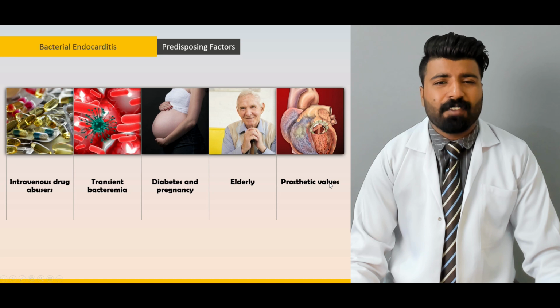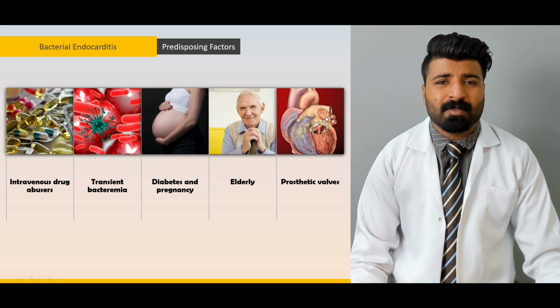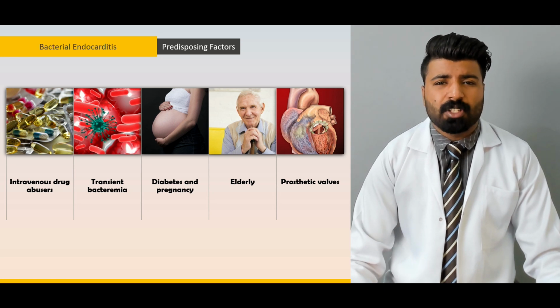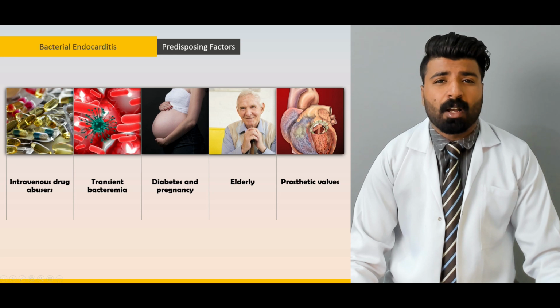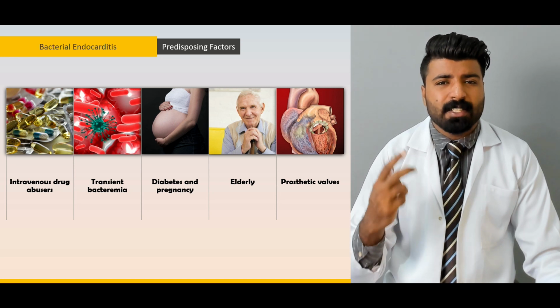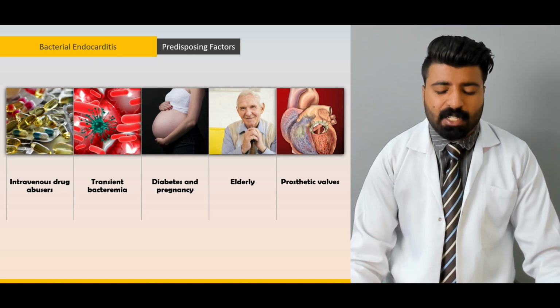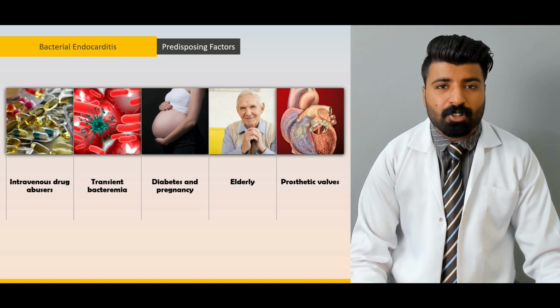Next on, we have prosthetic valves. When prosthetic valves are applied, there's more chance of developing bacterial endocarditis because these prosthetic valves can even attract these organisms, and the colonies will develop there, and this will lead to bacterial endocarditis. So these are the predisposing factors. Which predisposing factors did we talk about? First of all, IV drug abusers. Second, diabetes, pregnancy, transient bacteremia, elderly, and prosthetic valves. Now, these all are etiological factors for developing bacterial endocarditis.